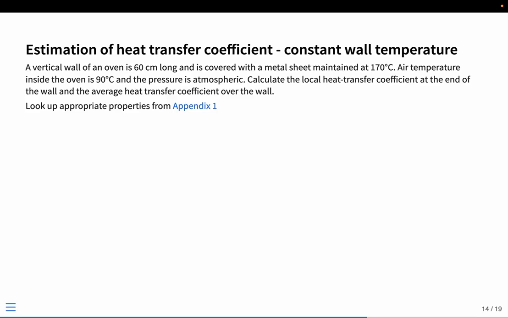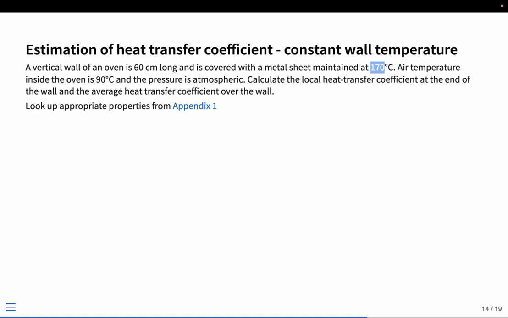Here there are two things. It is not directly mentioned in the problem that you have to use constant wall temperature or constant heat flux. Nothing is mentioned in the problem. So it's like you have an oven wall and then you know that there is some metal sheet and you have measured temperature at some particular point and this is a value that is being reported to you. So how do you know which assumption to use?